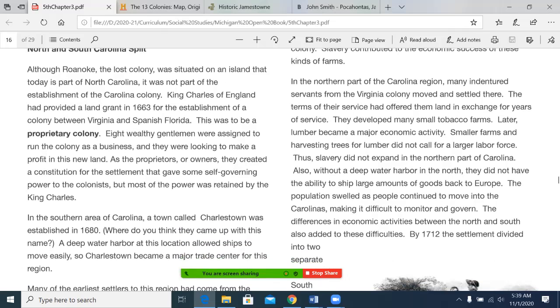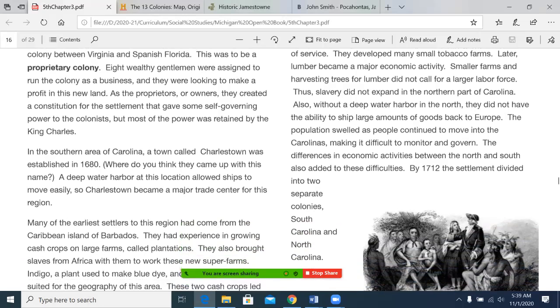8 wealthy gentlemen were assigned to run the colony as a business, and they were looking to make a profit in this new land. As the proprietors or owners, they created a constitution for the settlement that gave some self-governing power to the colonists, but most of the power was retained by King Charles.